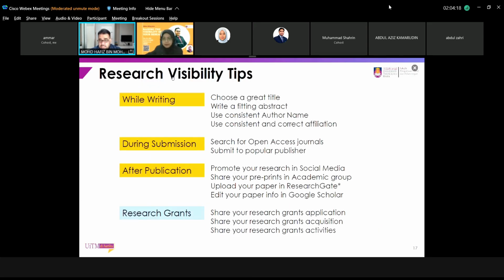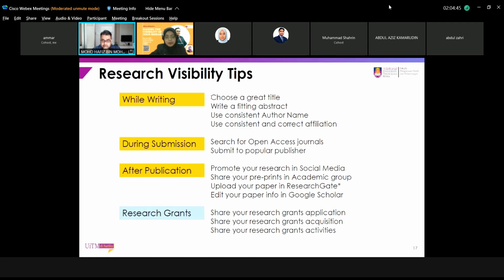So these are the tips that I would like to share. If you are writing a paper, definitely choose a great title. Title ni, you can see the trends in 2020, 2021 that academicians are moving towards the newspaper style of title rather than a very rigid academic style of titles.